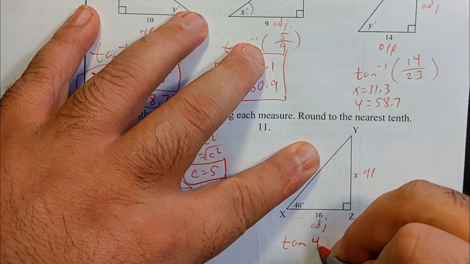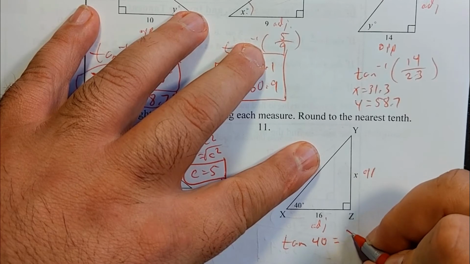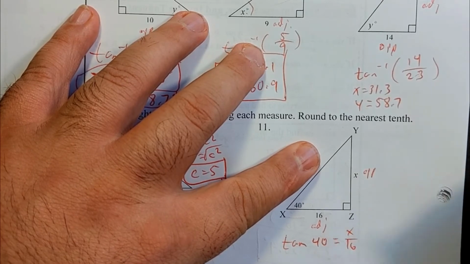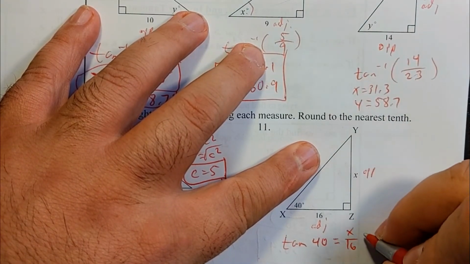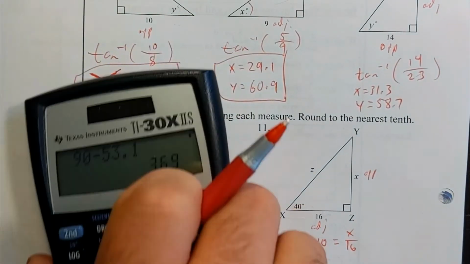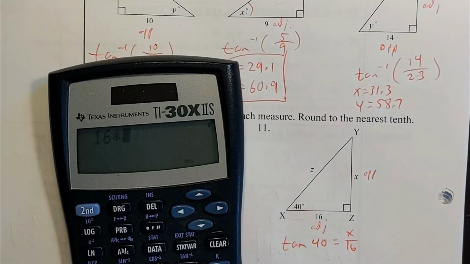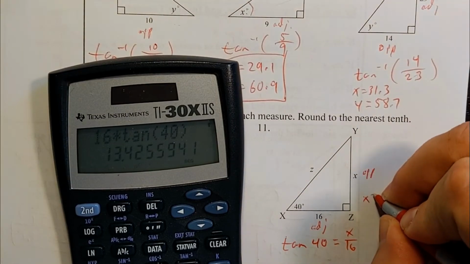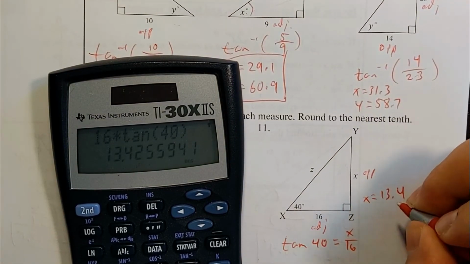I'm going to put the angle here, and then the opposite goes on top, and the adjacent goes down to the bottom. And then remember, if the variable is on top, that's going to be multiply. So in my calculator, I'm going to put 16 times the tangent of 40. And that's going to give me x. So x is now 13.4.